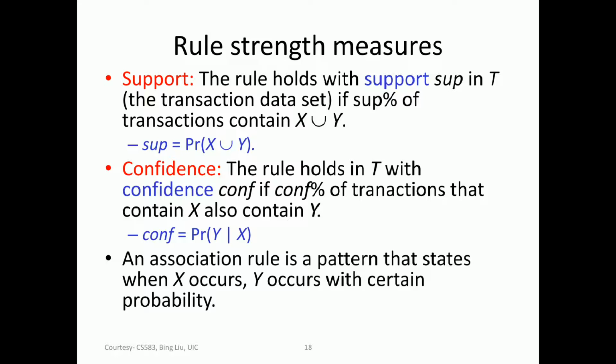And confidence is the value for which the particular rule holds. It is nothing but the probability of Y given X, meaning how many transactions having X also have Y. So that is the confidence value of that particular rule. An association rule is a pattern that states when X occurs, Y occurs with certain probability.